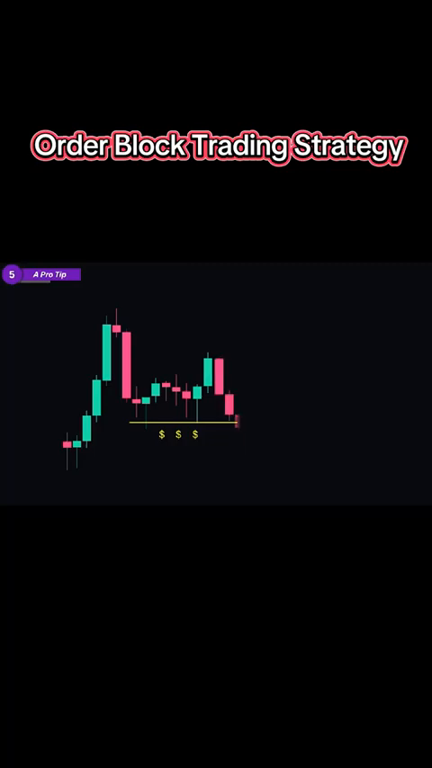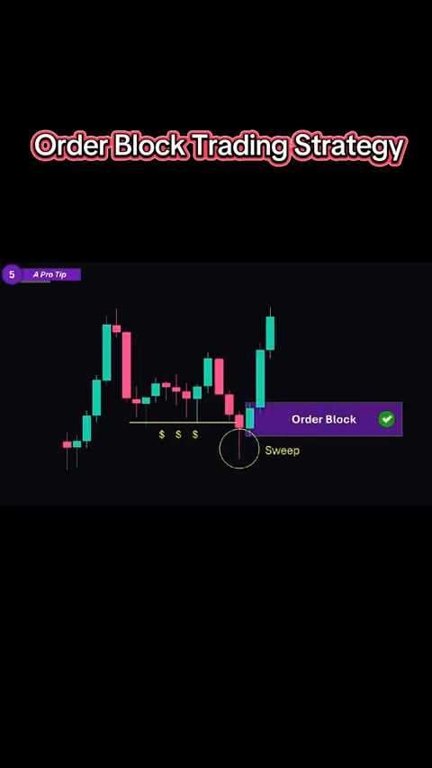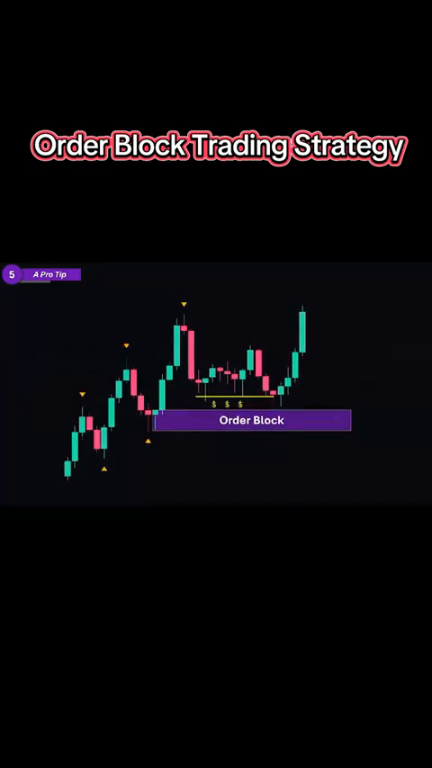If price breaks below this level and sweeps liquidity before creating the demand zone, the quality of the demand zone increases because institutions need to collect liquidity before entering large positions and continuing the trend. Similarly, if price engages liquidity before entering the order block, the probability of that order block working increases.